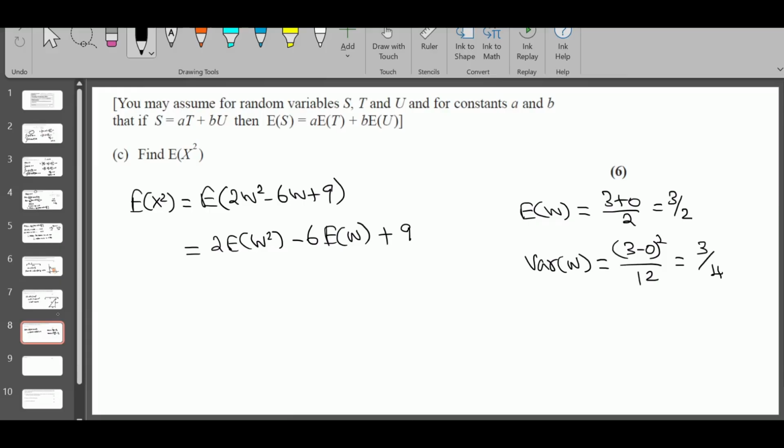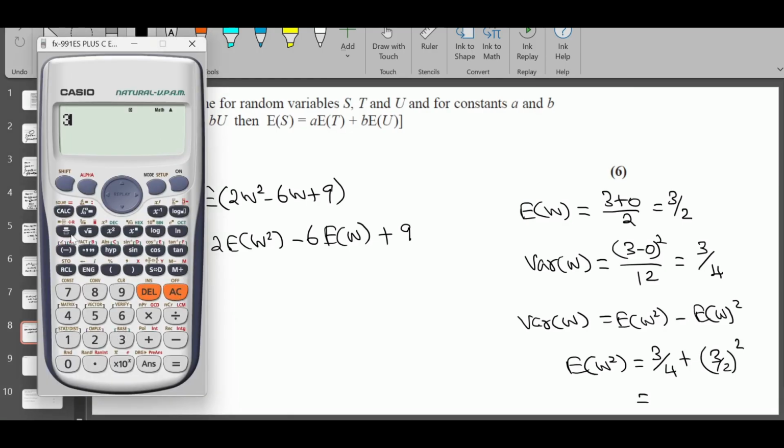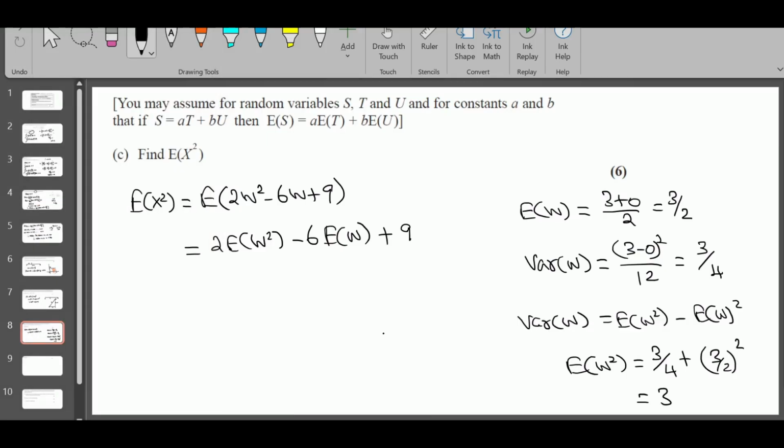You can find E of W square because variance of W is E of W square minus E of W whole square, right? So 3 over 4 is E of, you rearrange and find E of W square. Variance of W plus E of W whole square. So you're going to get 3 over 4 plus 9 over 4, which is just 3.